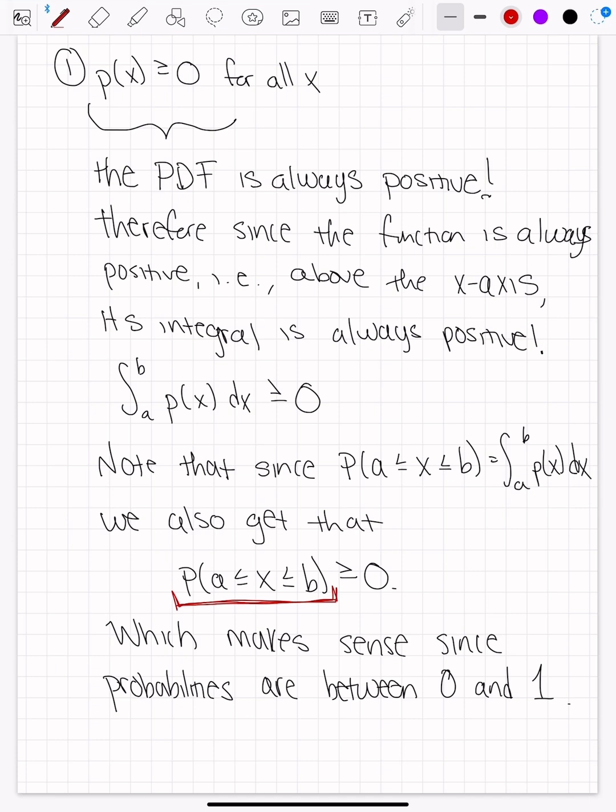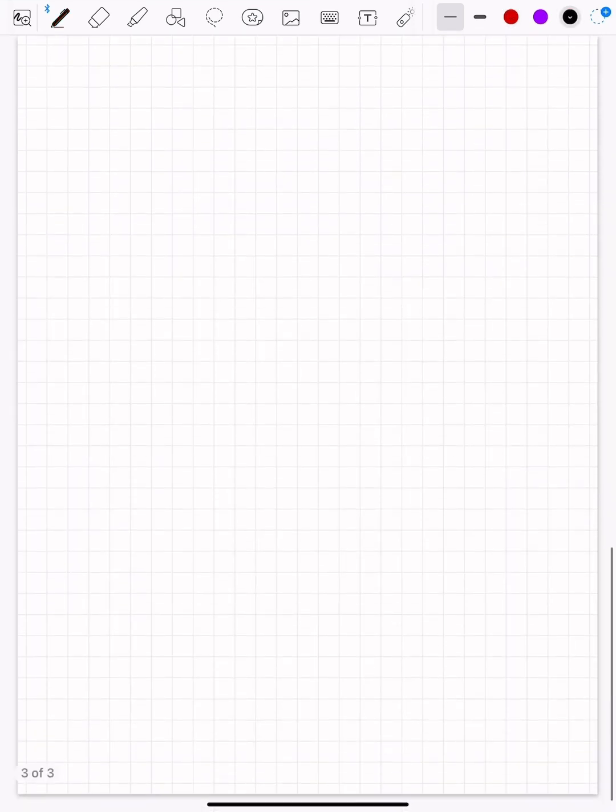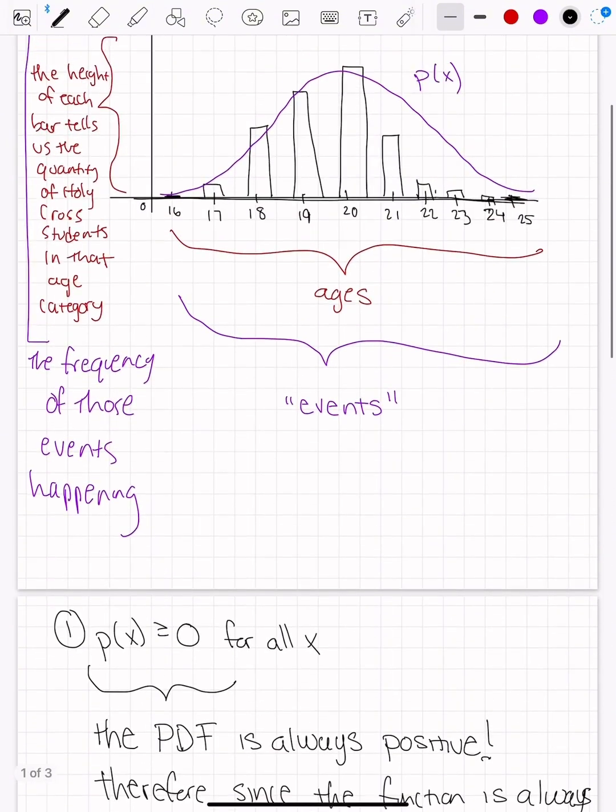Okay, so then let's move on to discuss the second property of PDFs on the worksheet, which says that the integral from negative infinity to infinity of p of x dx is equal to 1. So if we look at the graph, what does this mean?